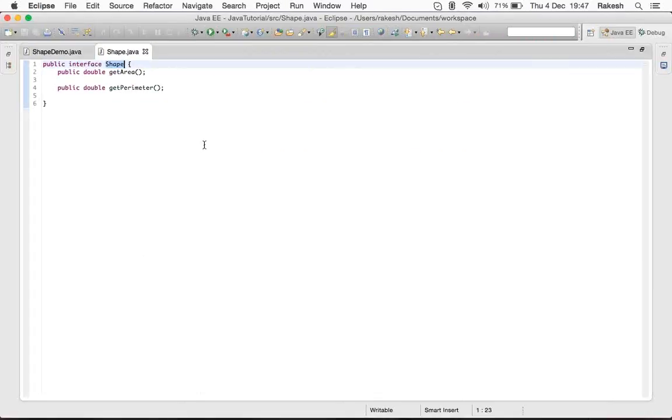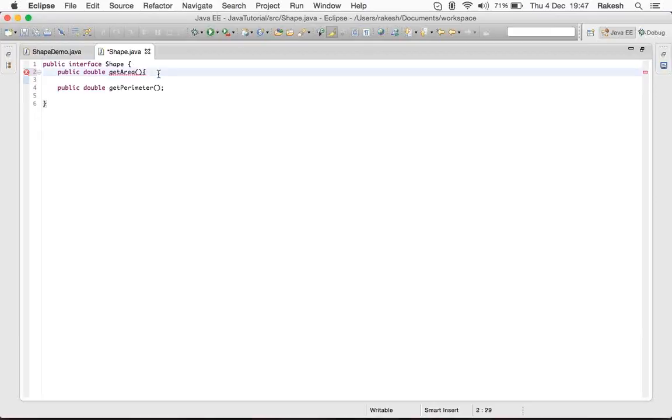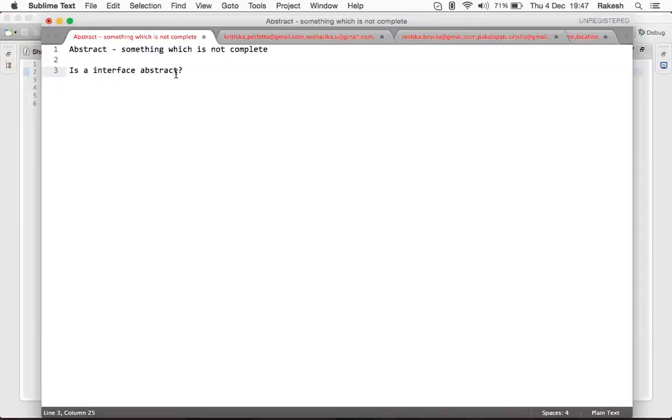Now here, if you see, I have declared methods, but I did not provide an implementation for those methods, right? That means this method is abstract. This method is not complete, right? Generally, if you declare a method, you declare the method definition and provide implementation for that, something like this. But in an interface, you don't provide a method body. You provide a method definition, right? So the answer is, by default, an interface is abstract.